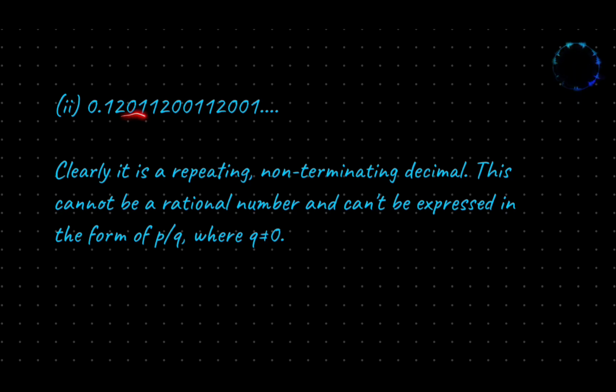0.120112000 and so on, going on as 2001, 2001. So it is a continuous division, which means it is a non-terminating decimal. Just by looking at it, we can say that it is a non-terminating decimal, and we cannot even write it as p by q, so it is not a rational number as well.